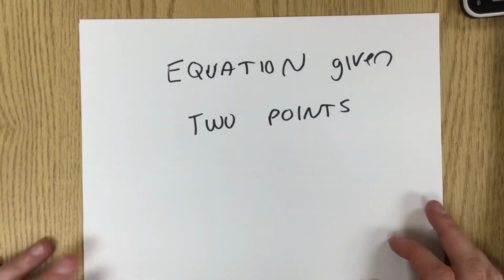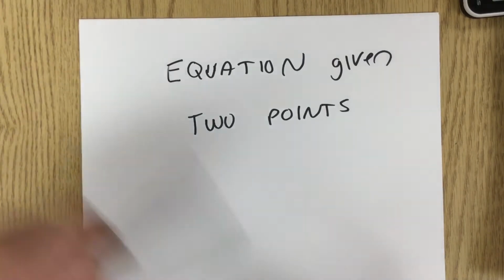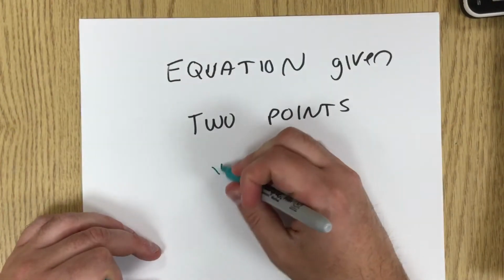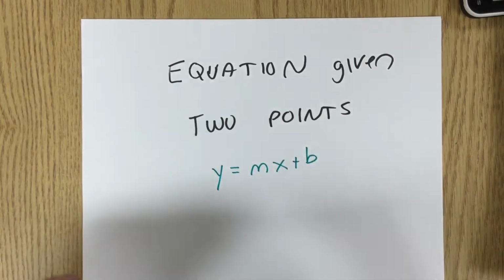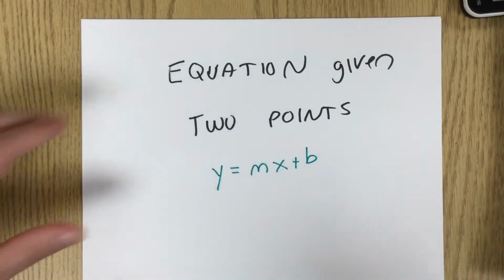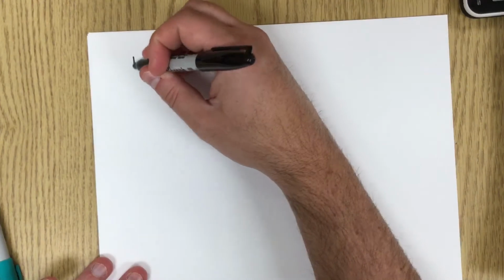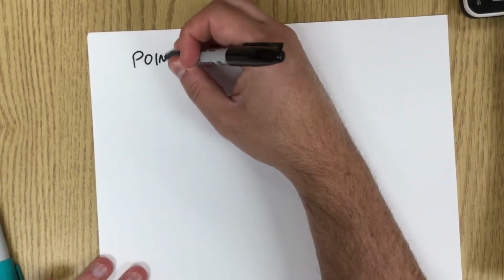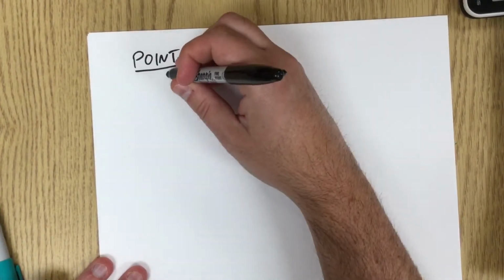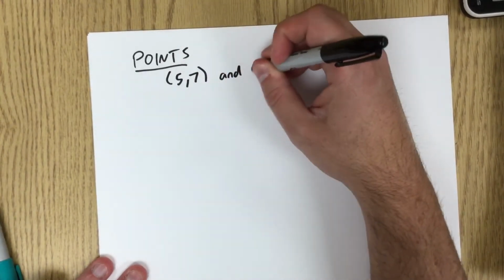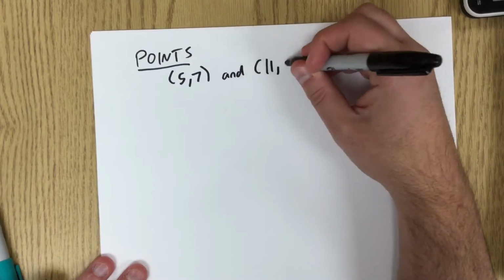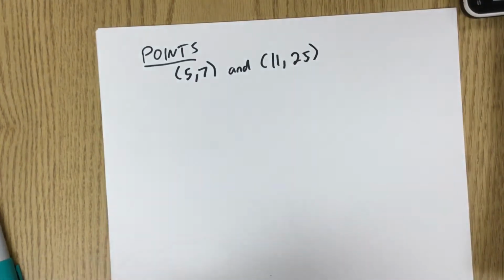Sometimes we want to find an equation given 2 points. And again, it's going to be an equation in the form y equals mx plus b. So it's the equation of a line, not the equation of a parabola or something else. So for example, let's say I am given the points 5, 7, and the other point is 11, 25.